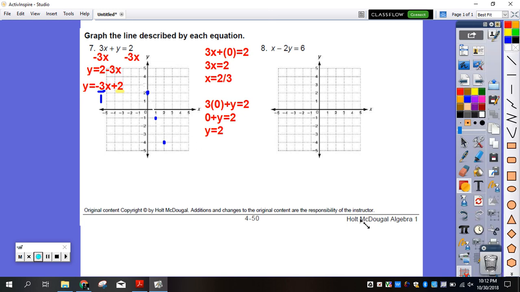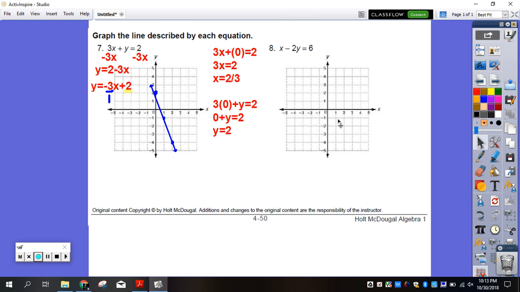Well, that doesn't help because that's a white line. So let's try blue. So that would be the graph of my line, or my equation, 3x plus y equals 2.